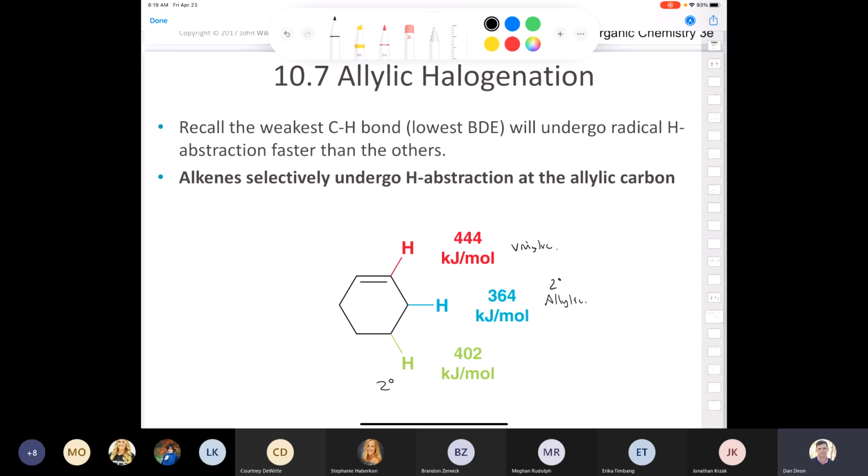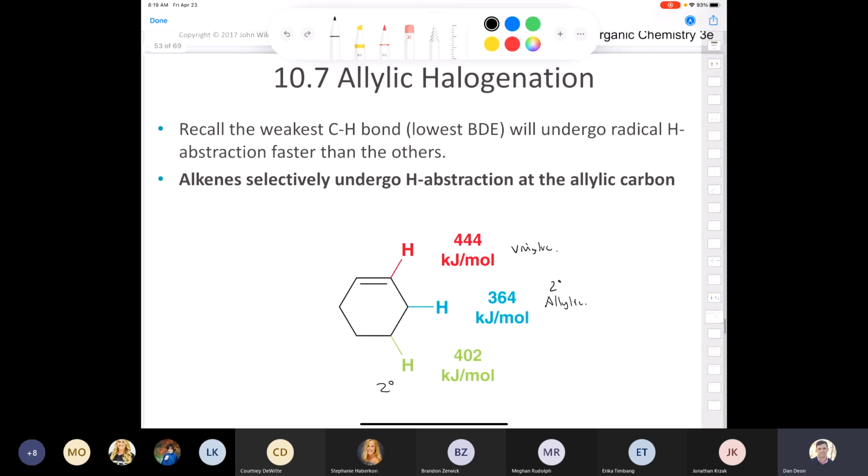That is really unfavored. But if we compare these two, if we were to do the hydrogen abstraction here, we end up with an intermediate that is not resonance stabilized. However, if we were to produce a radical from this carbon-hydrogen bond being homolytically cleaved, we would end up with a resonance stabilized intermediate. And so the allylic bond is the weakest. And so if we treat this with bromine, which hydrogen will be preferentially abstracted? It's the one in blue.